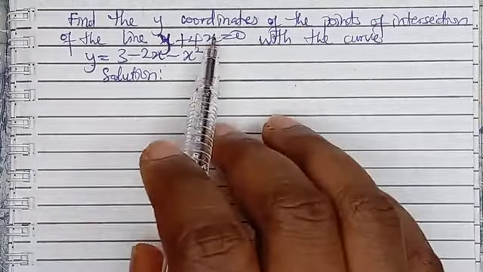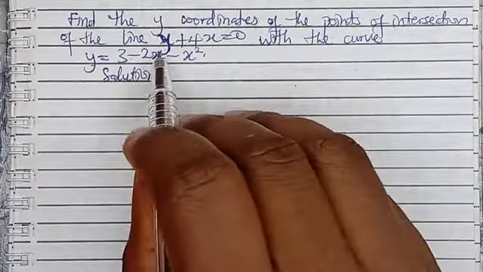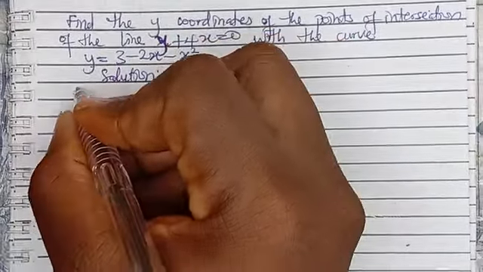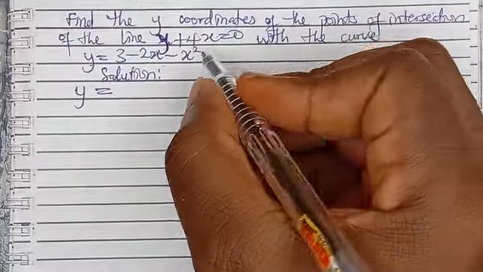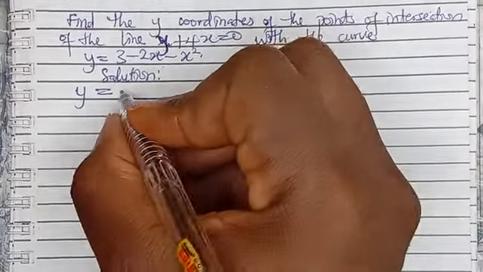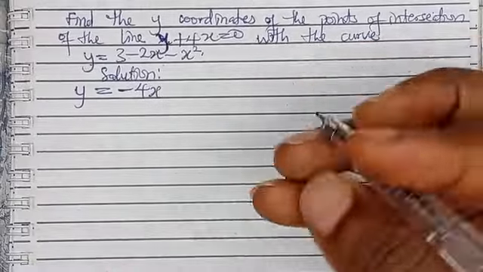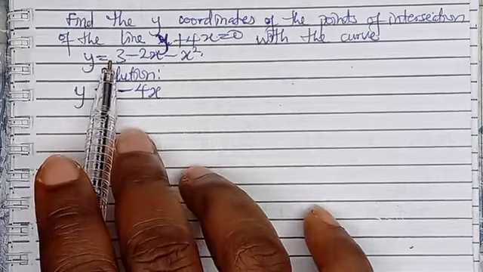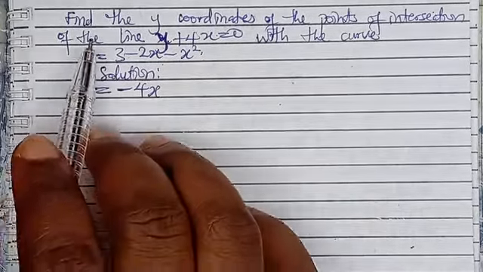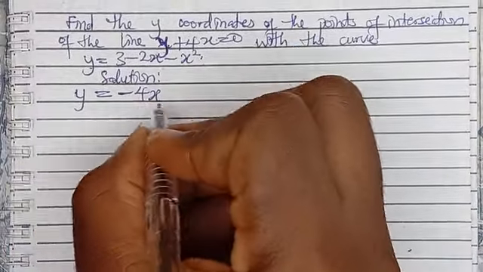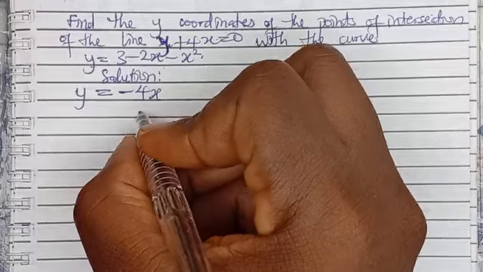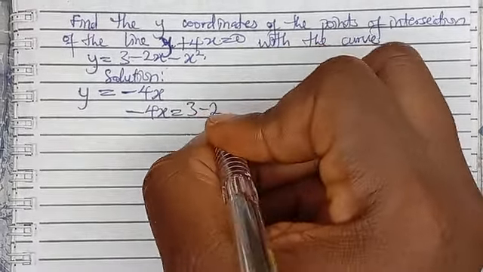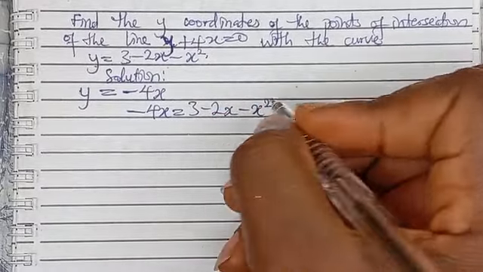So we have the line, and from the line we are going to make y the subject of the formula. From the line we have that y is equal to, plus 4x is going to cross over to be minus 4x. So we are going to substitute that into the equation of the curve, that is the quadratic equation. Instead of having y in the quadratic equation, we are going to have minus 4x for y, is equal to 3 minus 2x minus x squared.